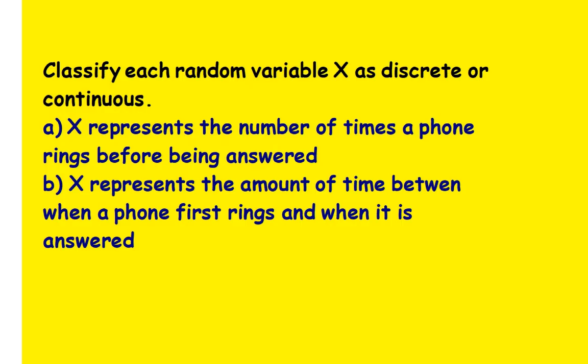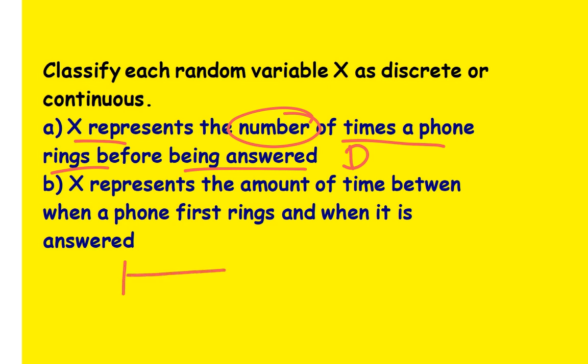So let's just look at these two examples. We're going to classify each random variable x as discrete or continuous. So x represents the number of times a phone rings before being answered. So the number of times it rings. You're counting the number. It's ringing once, it's ringing twice. This one's discrete. X represents the amount of time between when a phone first rings and when it is answered. The clock is continuously, if you hit a stopwatch, it's continuously going. So this one is continuous.